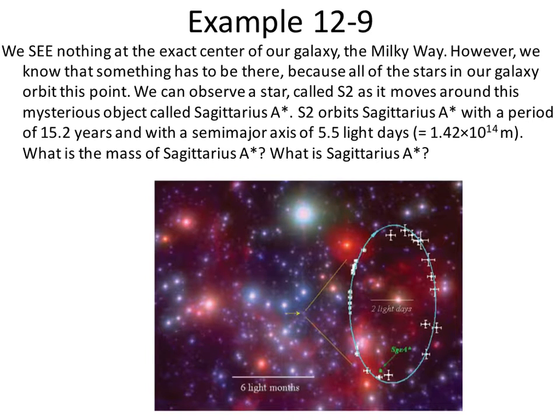Hi everybody, welcome back. This example 12.9 is another application of Kepler's third law. That is the assumption that gravity is going to be equal to the centripetal acceleration that is causing one body to orbit another body in a curved path. All right, and so we can say that T squared, our period squared, over our semi-major axis cubed equals 4 pi squared over GM.